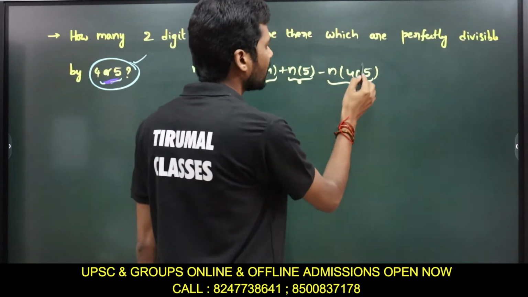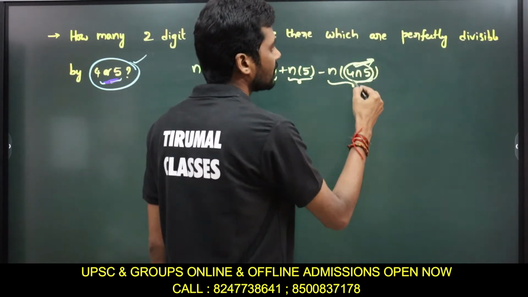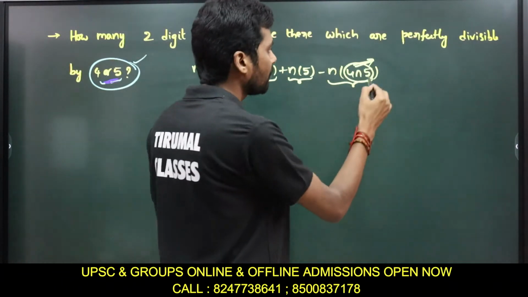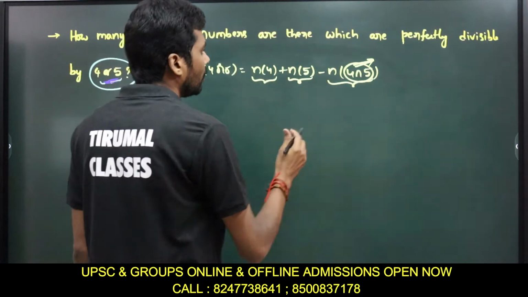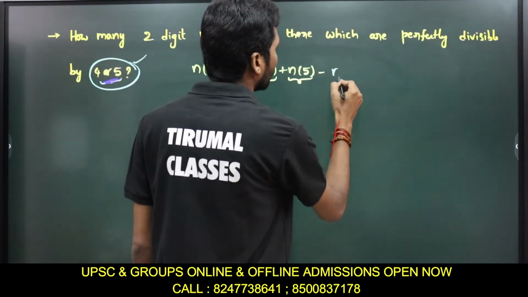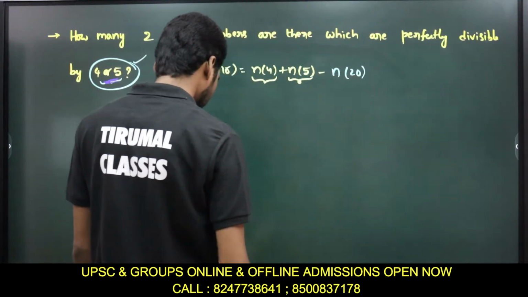4 and 5 means what is the value? Yes, I have to take the LCM. When an "and" condition is there, I have to take the LCM. So I directly write the value, which is nothing but N of 20.